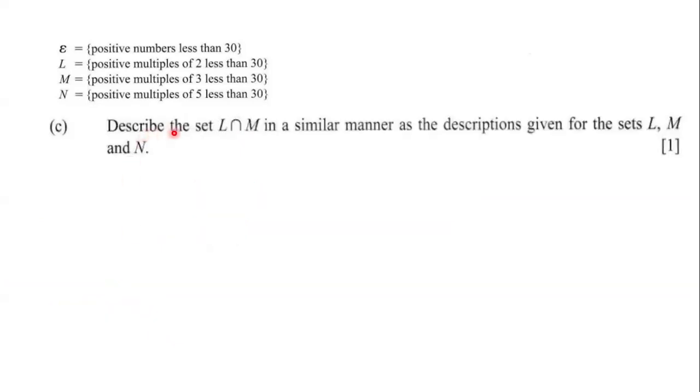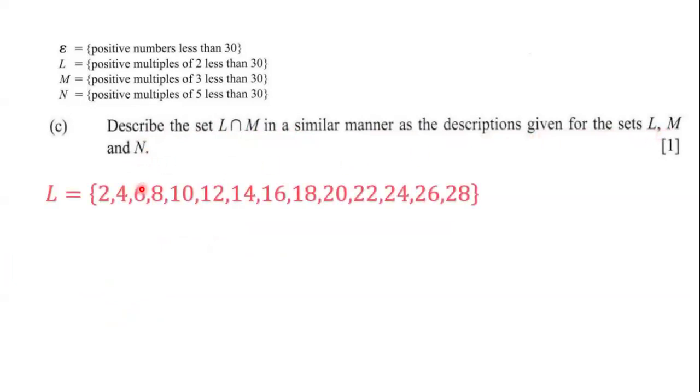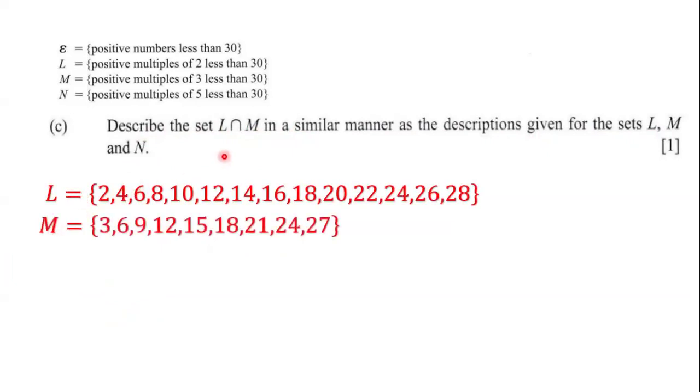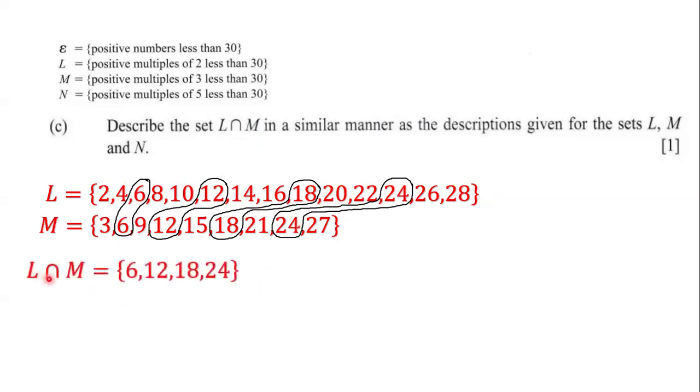Next, it says, describe the set L intersect M in a similar manner as the descriptions given for the sets L, M, and N. So we have the set L and the set M, and we have to figure out the intersection of these two sets. The intersection is going to be all of the elements in L and M that are common. What are the numbers that are common? Well, 6 is common to both sets, 12 is in both sets, 18 is in both sets, and 24 is in both sets. So that means that the set L intersect M is going to be equal to 6, 12, 18, and 24.